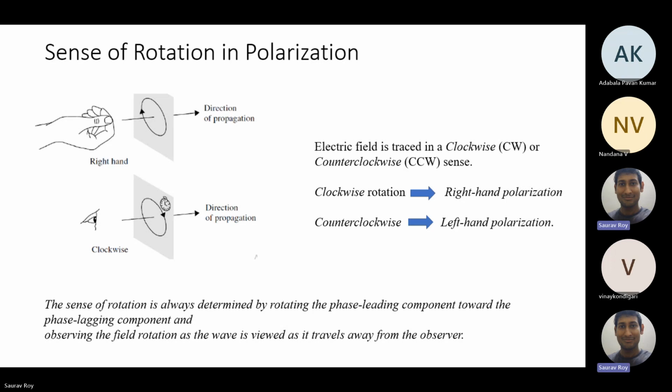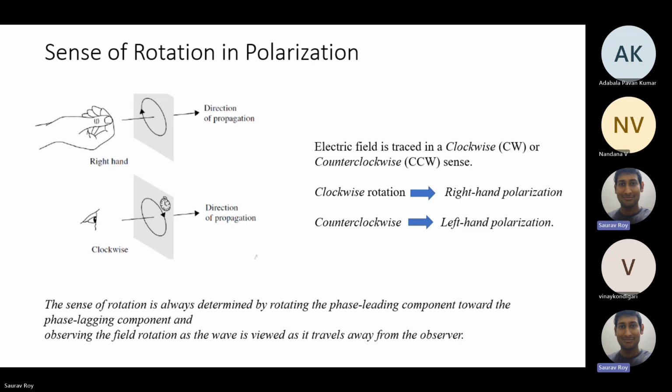So, observing the field rotation as the wave is viewed as it travels away from the observer. This "away from the observer" is the same as looking in the direction of propagation. The wave is going away from you. That is what it says, and Balanis's book defines it like that. The rotation is also defined as the phase leading component towards the phase lagging component. That means if you have EY and EX, both plotted, then only you will have this rotation, the polarization ellipse.